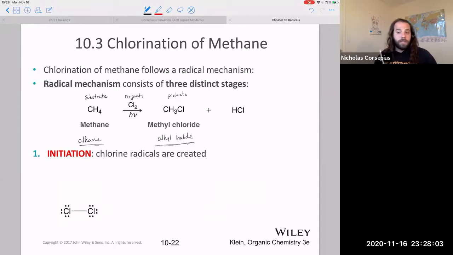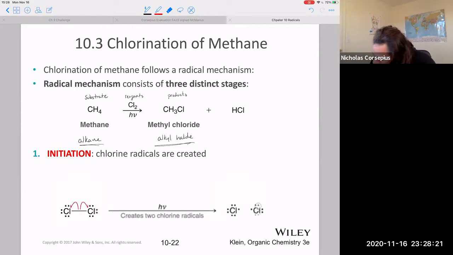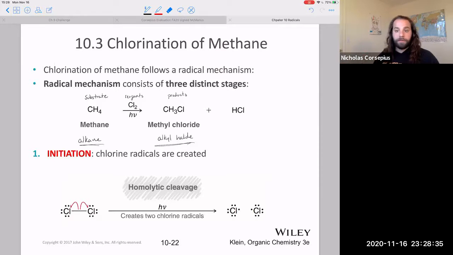Okay, so the first step in all radical reactions is initiation. You've got to create the actual radical. Again, that's what the heat or the light is doing; in this case, it's given to us as light. It's helping to homolytically cleave that bond, creating our two chlorine radicals. Okay, and again, that is our homolytic cleavage, that initiation step. So now we've got two chlorine radicals. These are what are going to go on and react with the alkane.